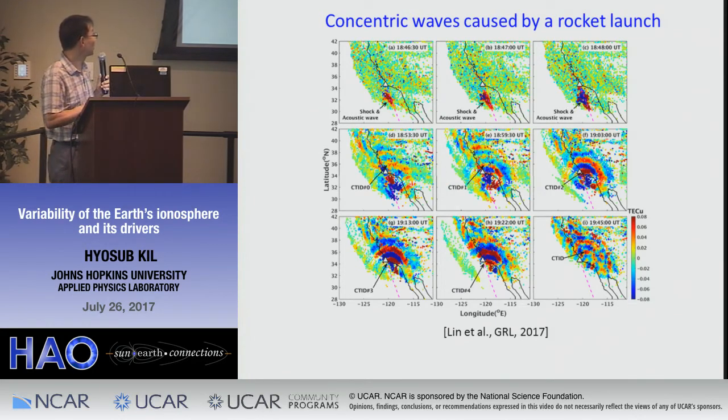It is the same after the rocket launch. Usually we thought that after the rocket launch, the plasma depletion, as I showed earlier, may occur along the satellite path, but this plot shows actually the concentric perturbations of the ionosphere occurring by the rocket launch. Okay.